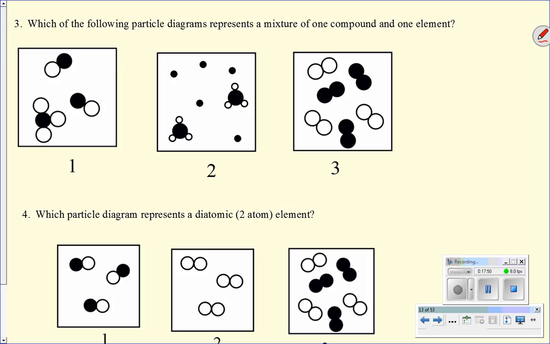Number three, which of the following particle diagrams represents a mixture of one compound and one element? So in this first picture, number one, we have one compound and a second compound. So this is actually a mixture of two different compounds. Picture number two, this is an element, or I'm sorry, that's a compound, that's an element. So we have a mixture of one compound and one element. Picture number three is representing a mixture of two different elements.